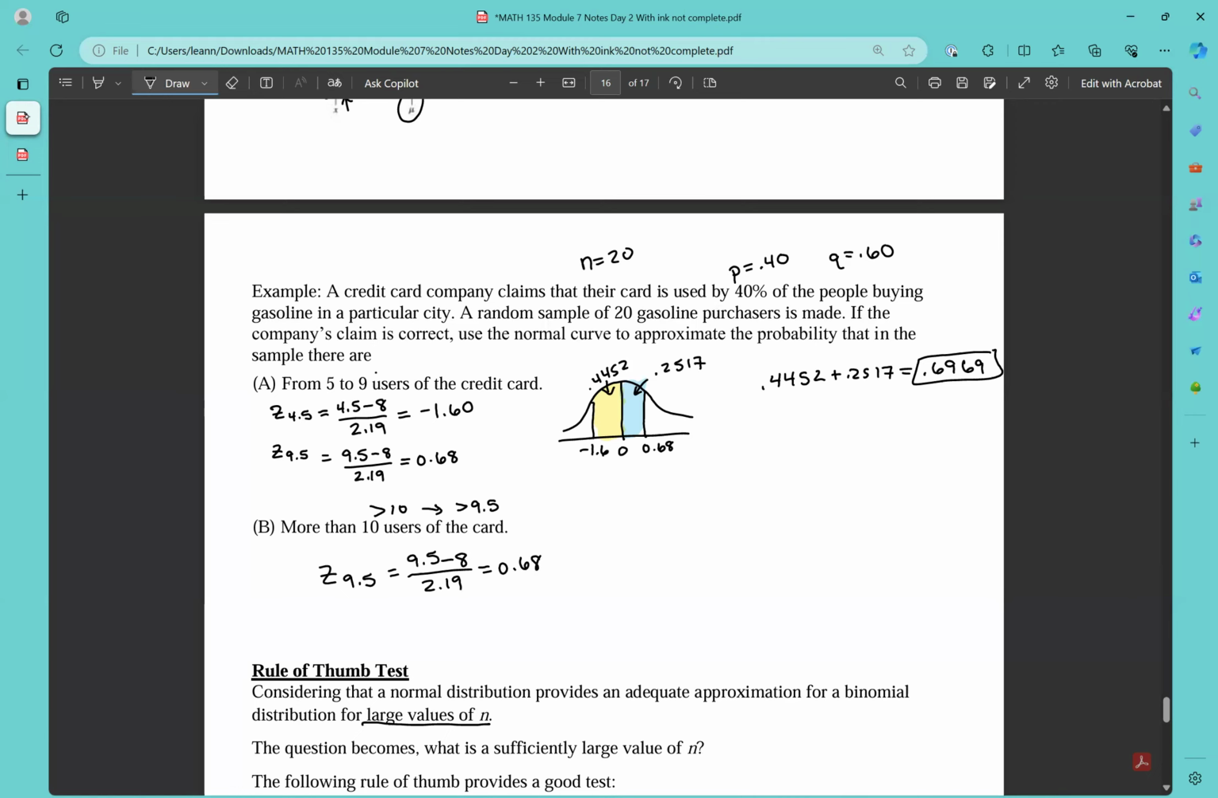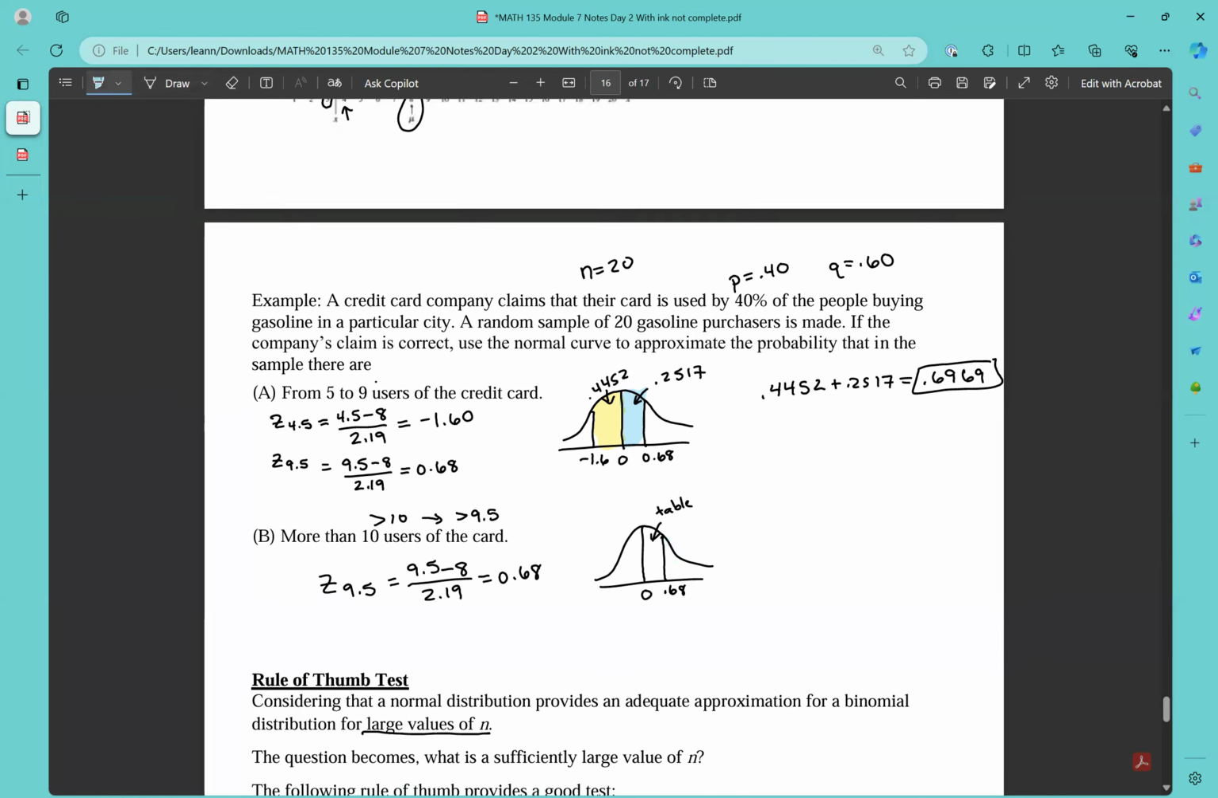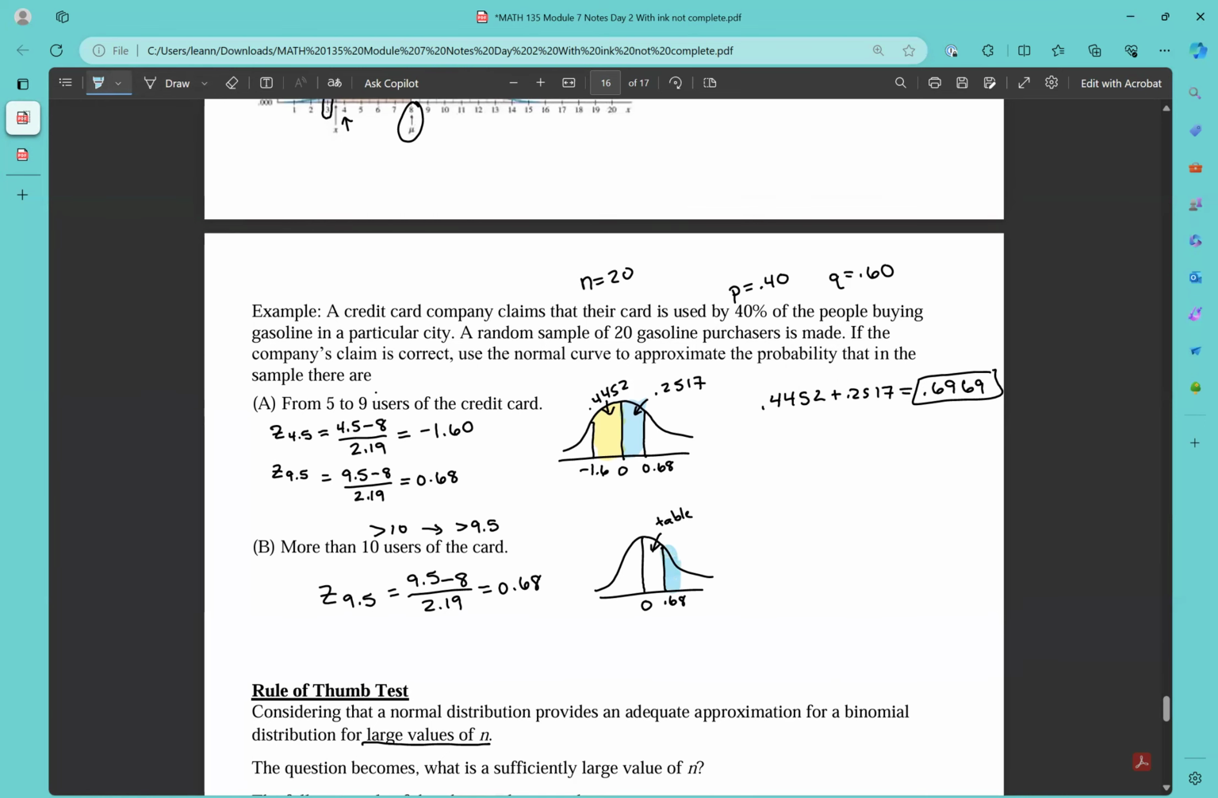Obviously I didn't work it out because I had it right above there. Notice this time, when we draw the picture of what we're doing, 0, and here's the 0.68. We're going to get this value from the table, which I already have looked up. We're wanting the area to the right of that. That's what we're wanting this time. So we're going more than 10 users, so 9.5 and above. So we're going to be having to do 0.5 minus the table value.